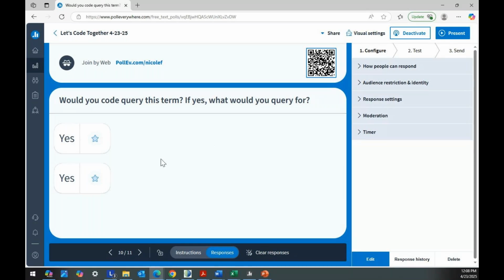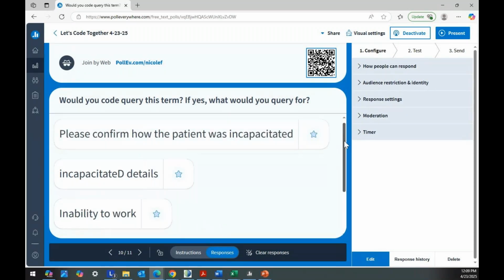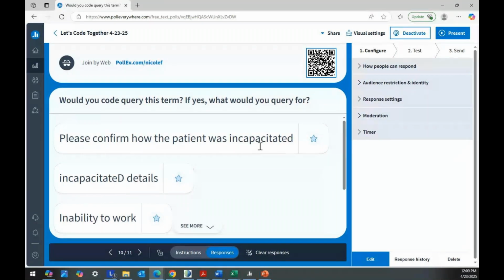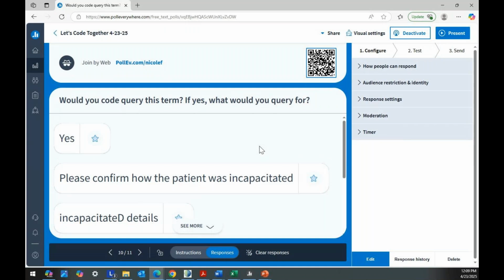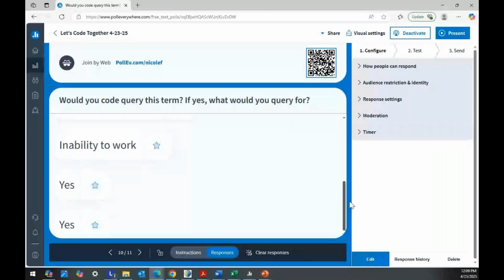But I think I'm sensing a trend here from the last poll on if this term would be queried, right? And why. Okay, we would want details. How the patient was incapacitated. Okay, there we go. There's a specific type of query. So that's something to keep in mind. I would say that's a good place to start. Maybe confirm how the patient was incapacitated or why. Type of incapacitation, right? Okay, very good. So let's see what else people come up with. I'll give a little more time here.